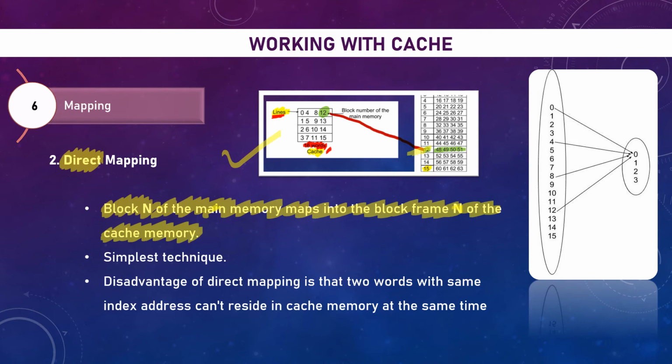So we cannot shift this 12 to somewhere else. No, we have to shift this 12 to this block frame only. And this is the concept of the direct mapping. Means each n block of the main memory is associated with the n block frame of the cache memory.